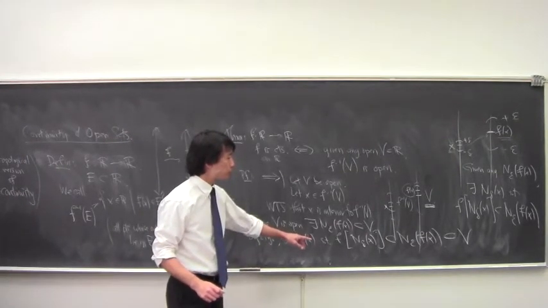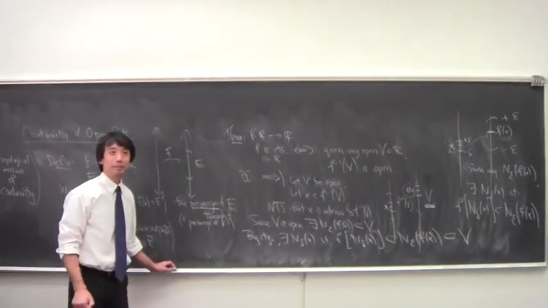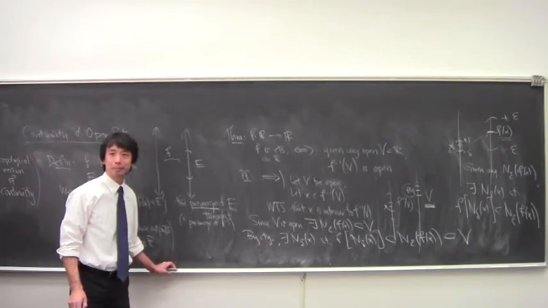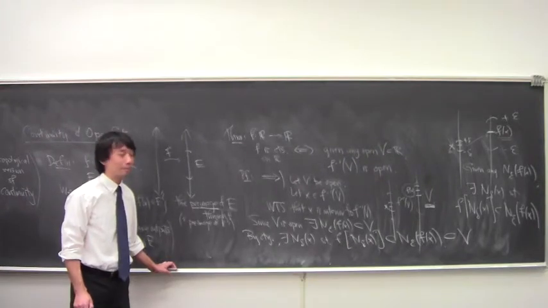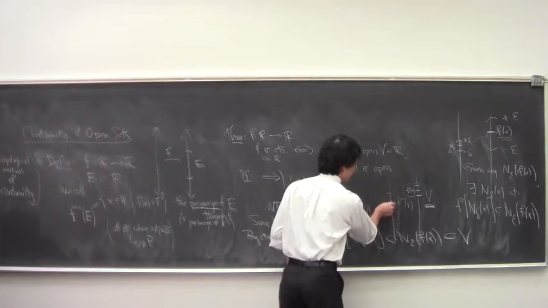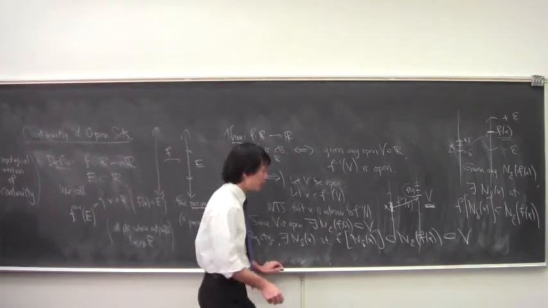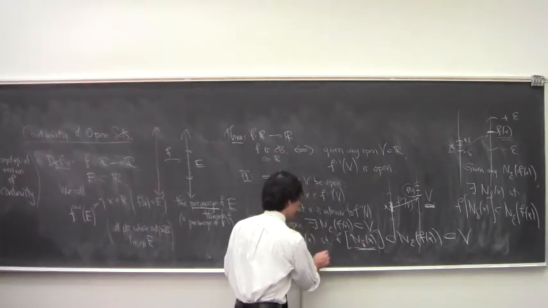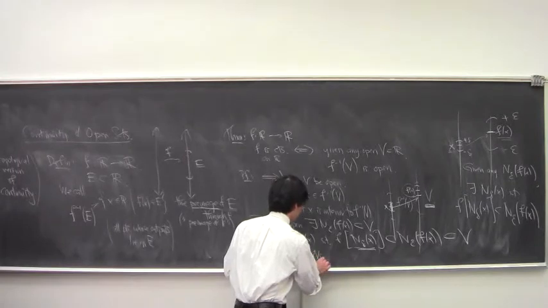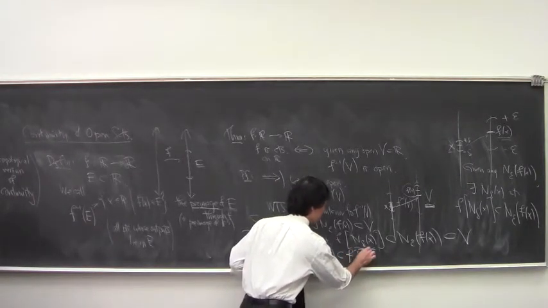Right? So what does that tell you? What does that tell you? That tells you that there's a delta neighborhood here that gets mapped inside of V. Right? So what does that tell you about the delta neighborhood? That the delta neighborhood lies inside the pre-image of V.